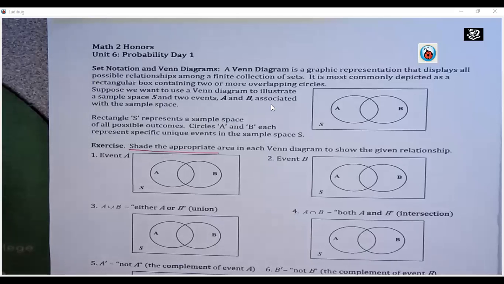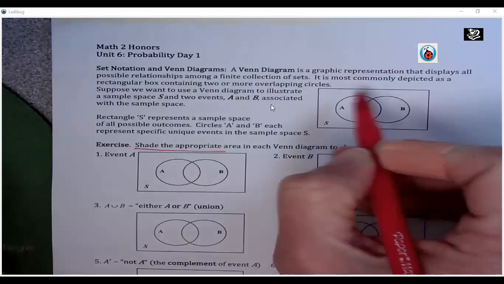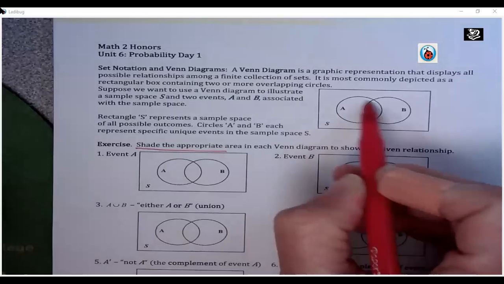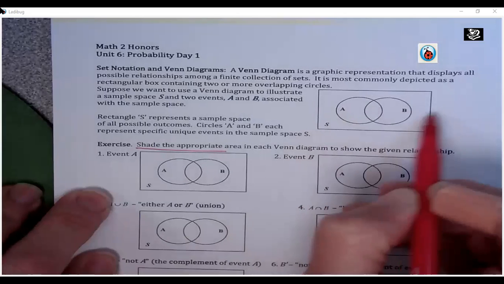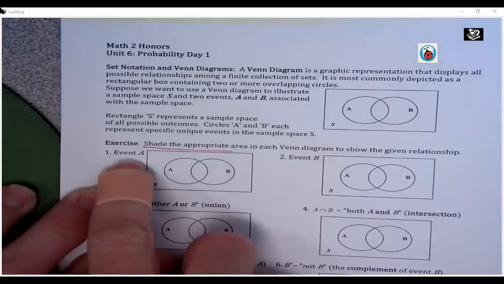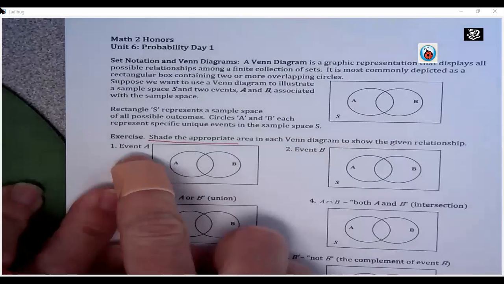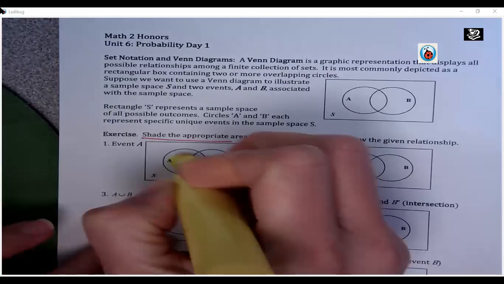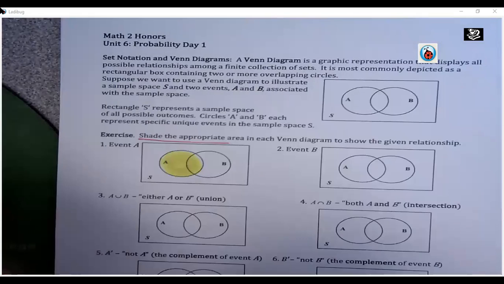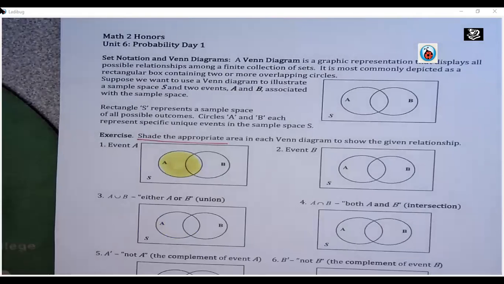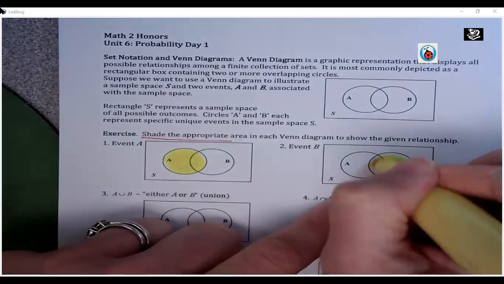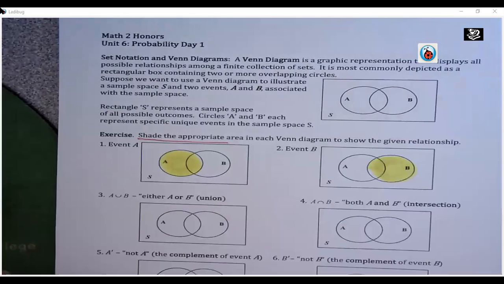All right, so here's your Venn diagram. S is your sample space, A represents a specific event, and B represents a specific event, okay? For number one, we want to shade everything that represents event A. Well, everything in this circle represents event A, okay? Everything in that circle. What about number two? Everything that represents event B is everything in that circle, okay?